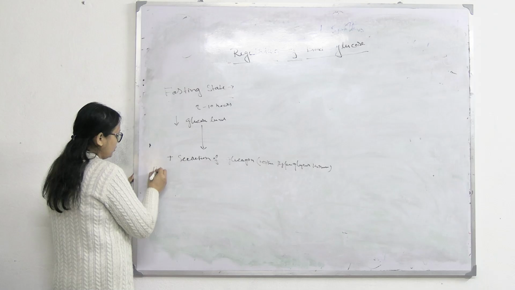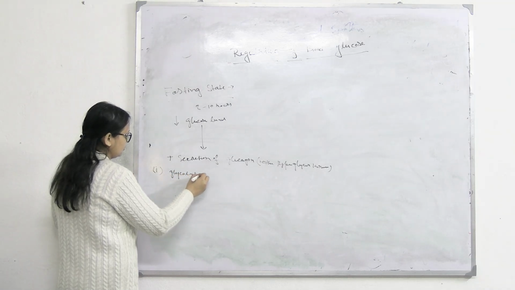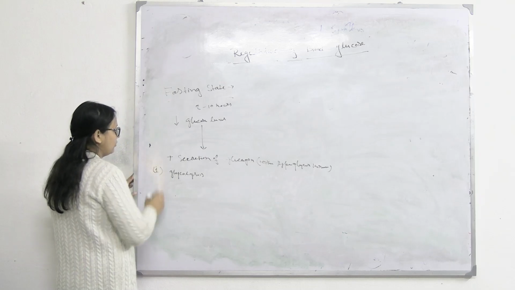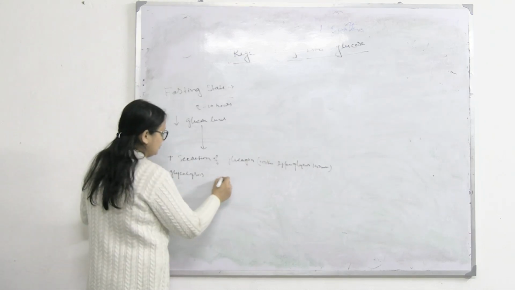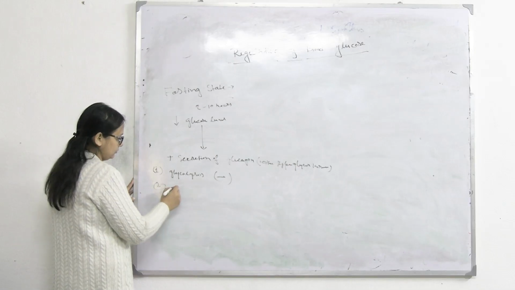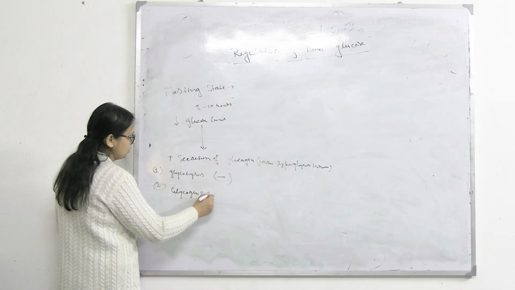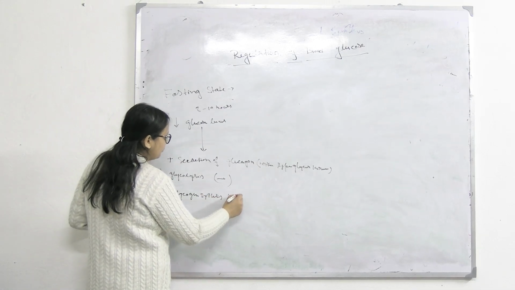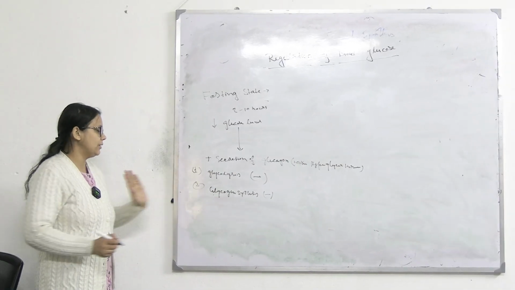In case of glycolysis, what will glucagon do? Activate or inhibit? Glycolysis will be inhibited in the fasting state. Glycogen synthesis, what about glycogen synthesis? Inhibited, because we need glucose, not glycogen. So glycogen synthesis will be inhibited.